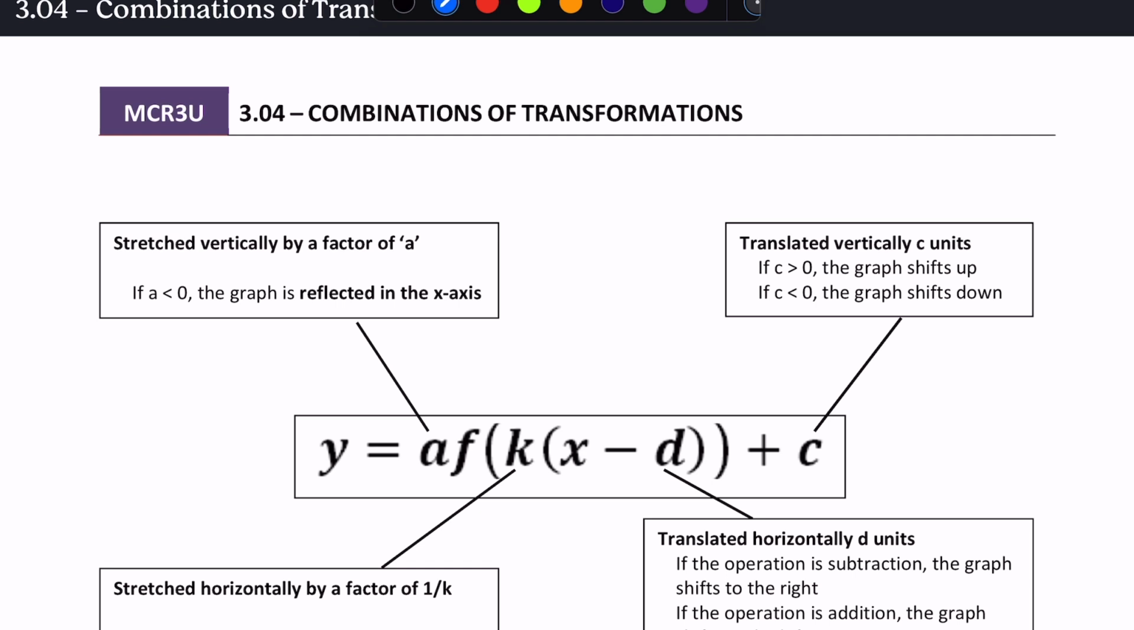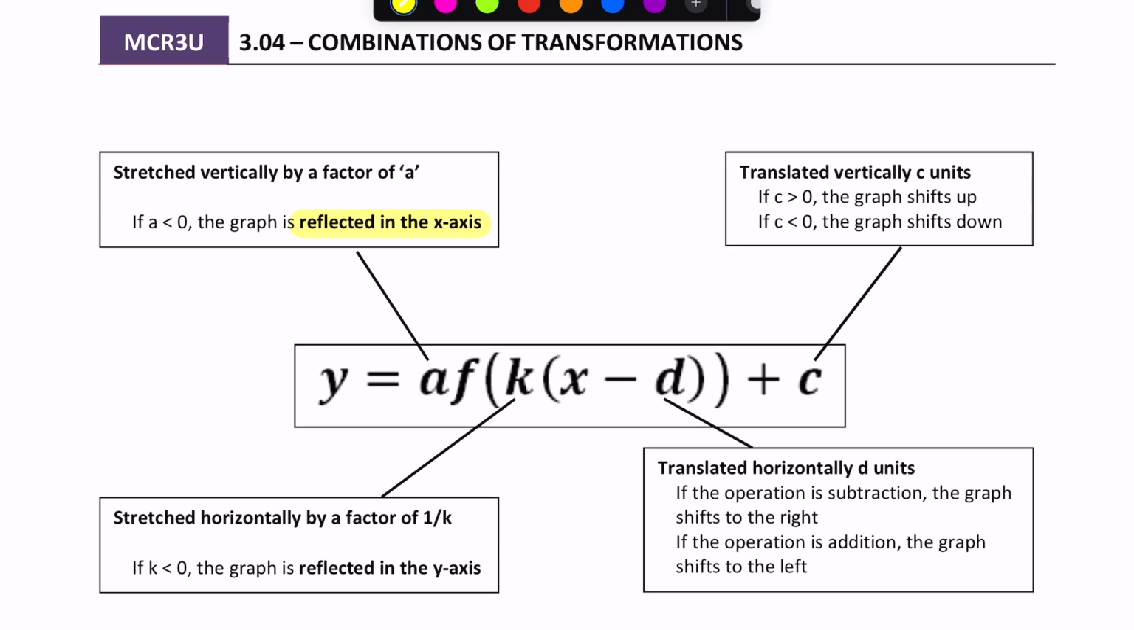Here we see the general form for transformations for any function: y equals a f of k times (x minus d) plus c. In terms of a, the graph is stretched vertically by a factor of a. If a is less than 0, which means it would be a negative number, it is reflected in the x-axis.